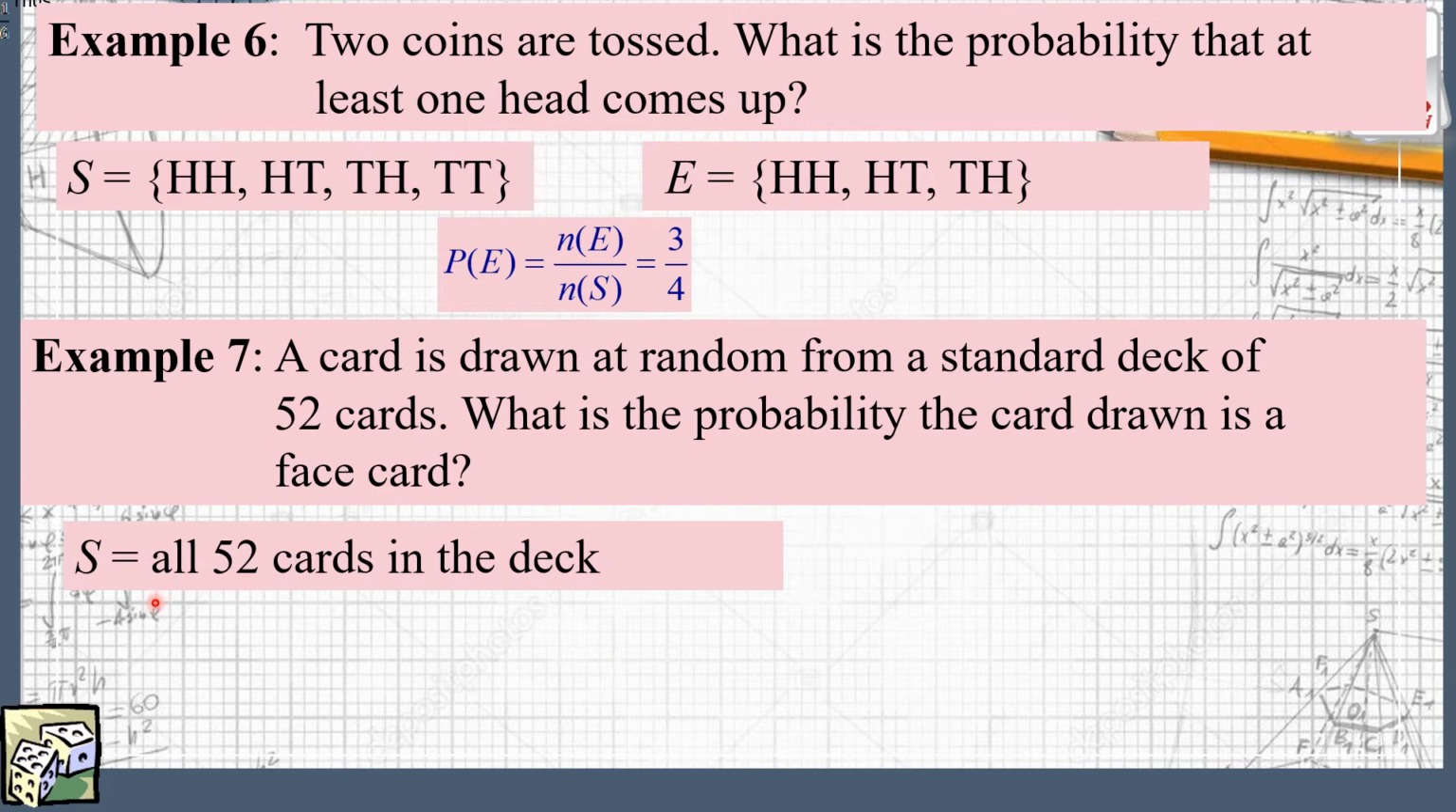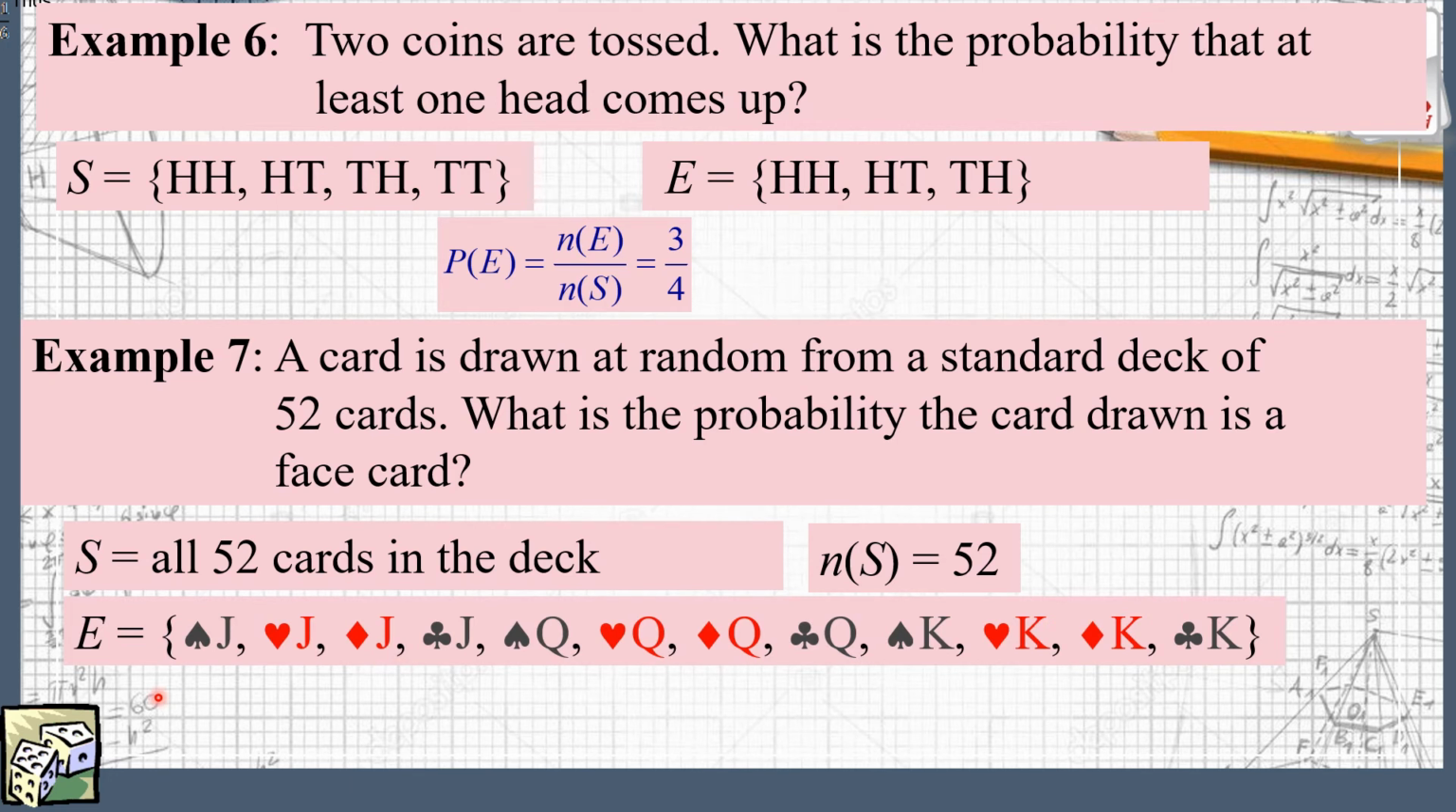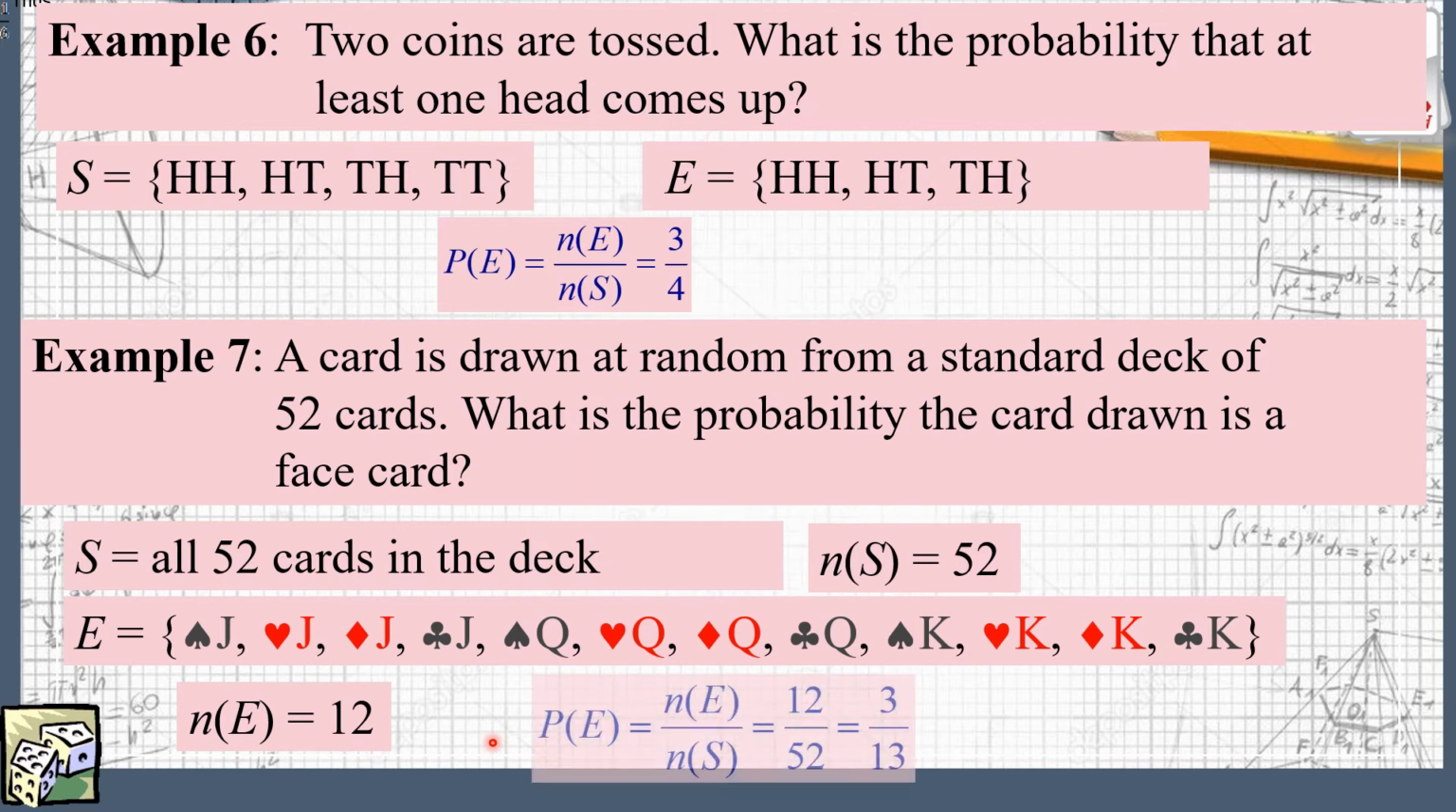Ang ating sample space ay 52 cards. Ang ating face card ay itong mga to, yung jack, queen, at saka king ng bawat suit. It means we have 12 yung number ng events natin. So, yung probability of getting a face card ay 12/52, pag kinuha ang lowest term, that is 3/13. 12 and 52 has a common factor of 4. So, 12 divided by 4 is 3, 52 divided by 4 is 13.